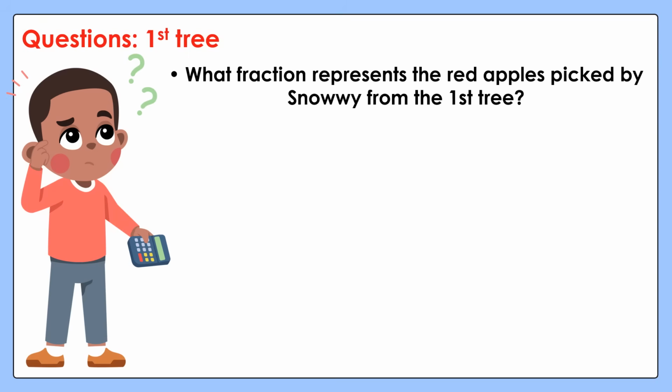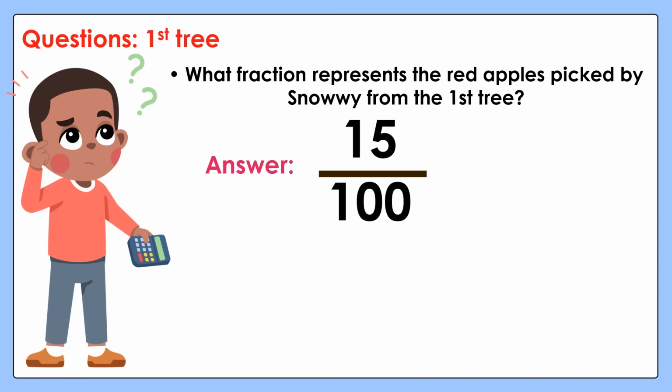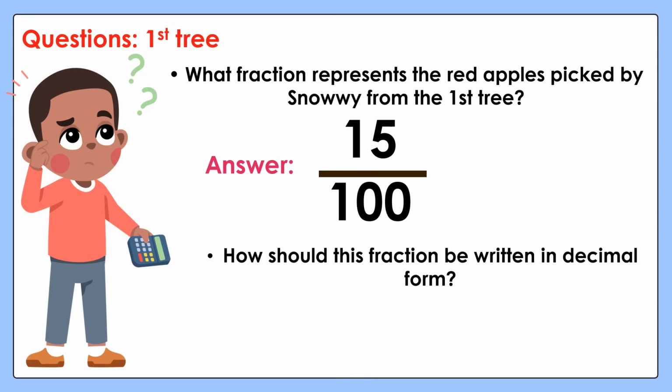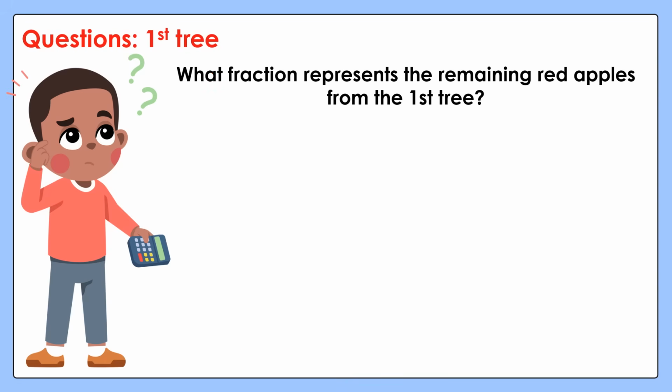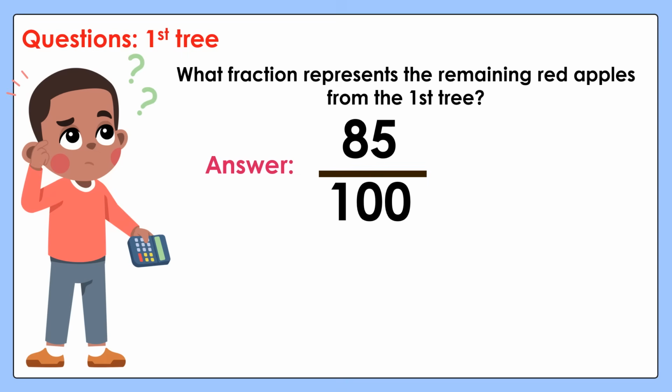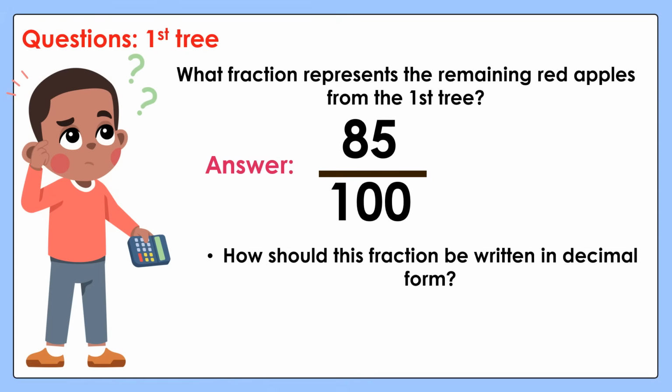Questions. What fraction represents the red apples picked by Snowy from the first tree? The answer, 15 hundredths. How should this fraction be written in decimal form? The answer, 0.15. What fraction represents the remaining red apples from the first tree? The answer, 85 hundredths. How should this fraction be written in decimal form? The answer, 0.85.